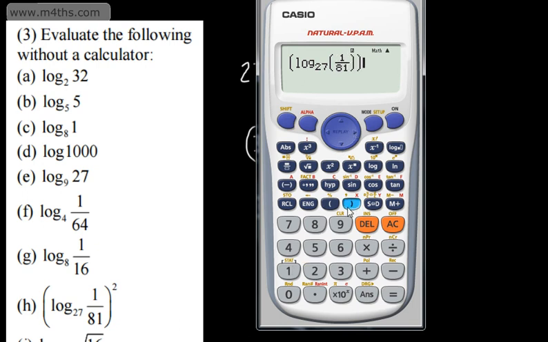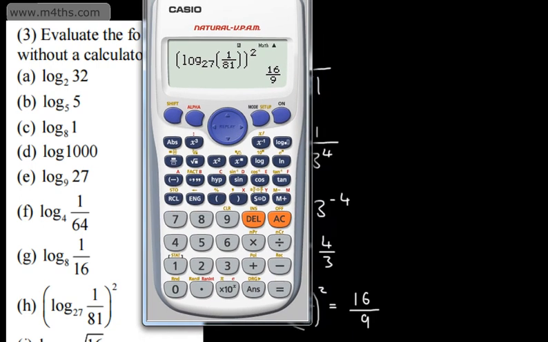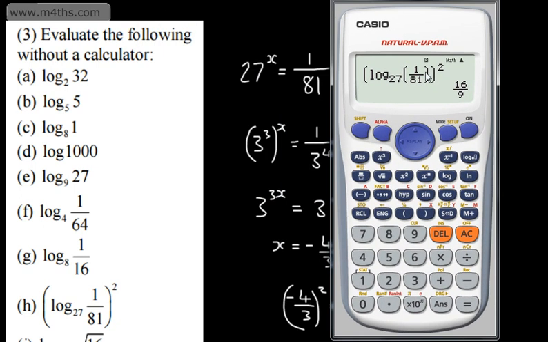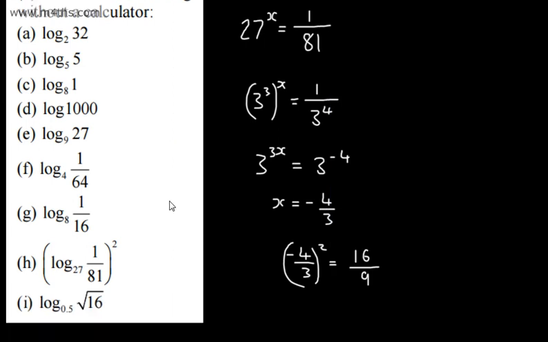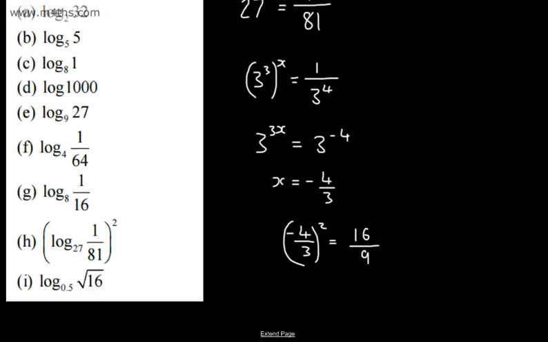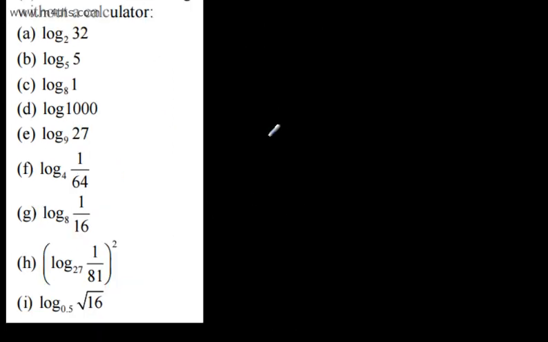So hopefully you can see how you can plug this in, and that's going to give us 16 over 9 as we expected. Yeah, so again, quite a nice little question and quite challenging. Right, okay, let's look at this one. I'm just going to rewrite this one.